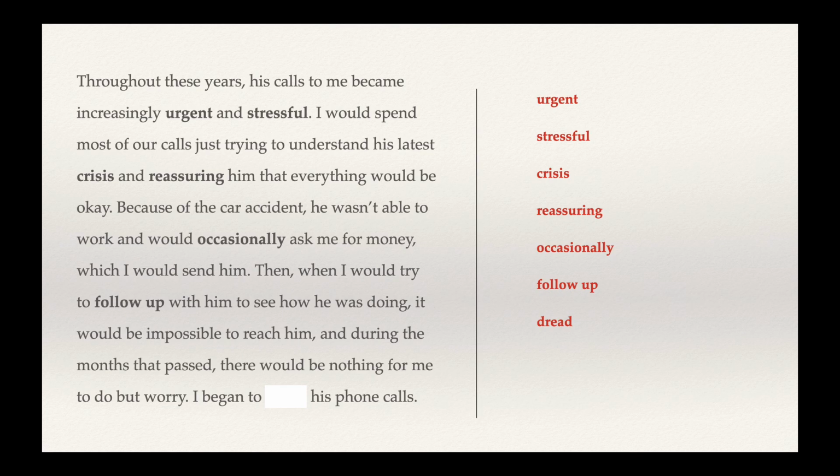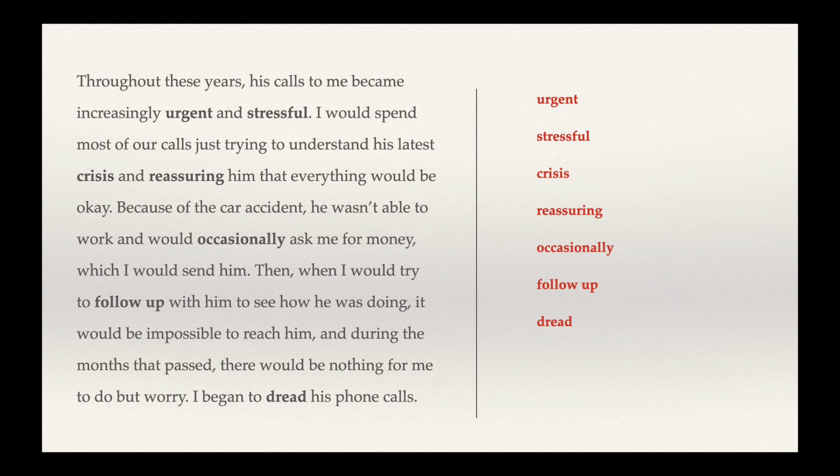Would you say, I began to get excited about his phone calls? I began to wait for his phone calls? Or I began to avoid his phone calls? What would make sense here? So his phone calls, are his phone calls good lately or are they bad? Well, it says in the first sentence, his phone calls are stressful and urgent. So is that good or bad? Well, stressful is usually bad.